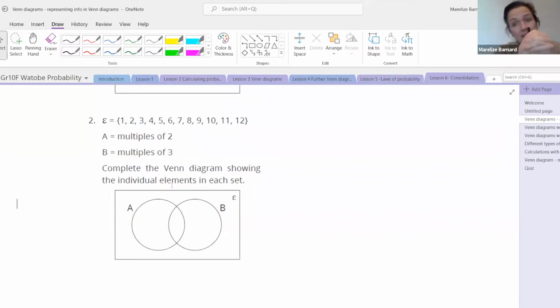And then it looks like they overlap. I think that's pretty obvious because we know that some multiples of 2 are also multiples of 3. But remember, this is your sample space. These numbers, 1 to 12. You can't include other numbers. You can only stick to the sample space.